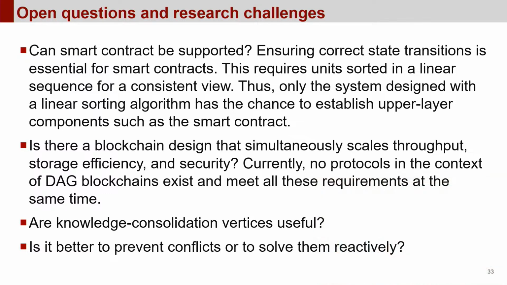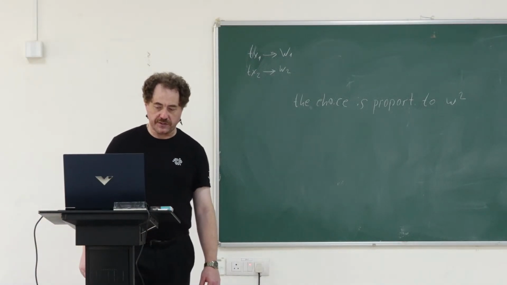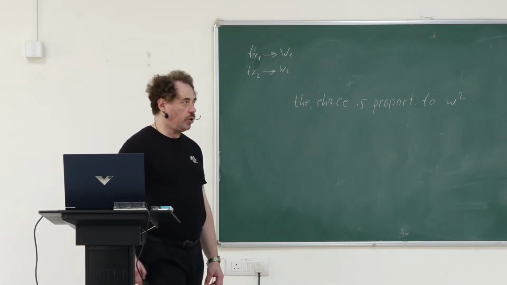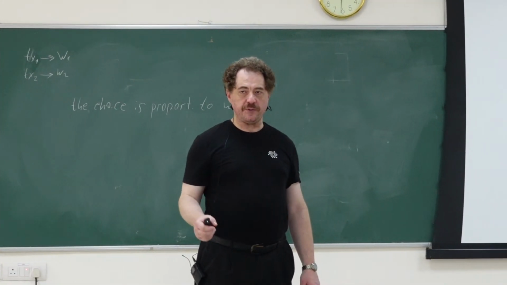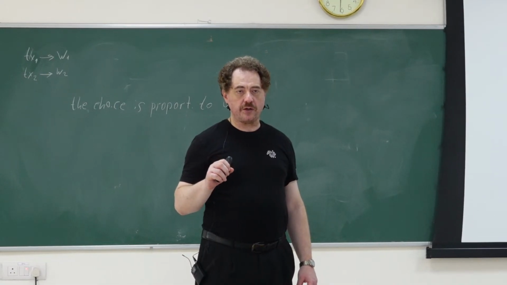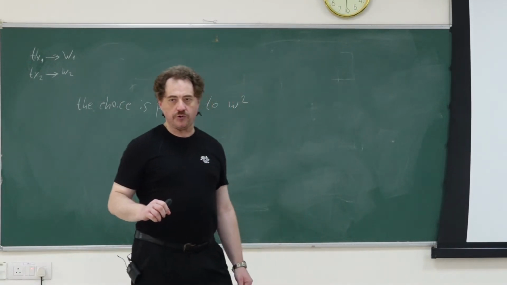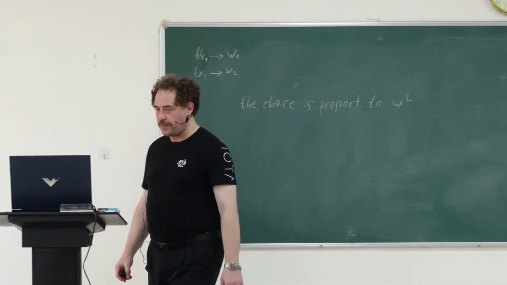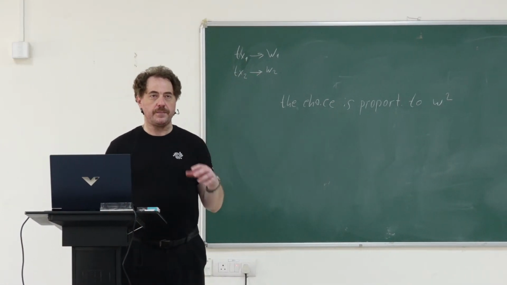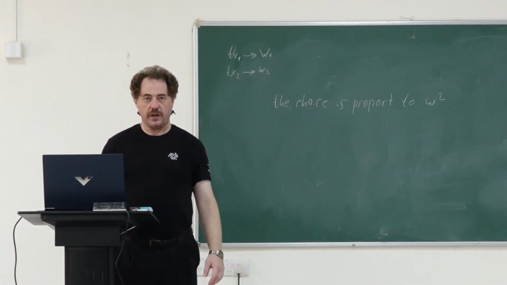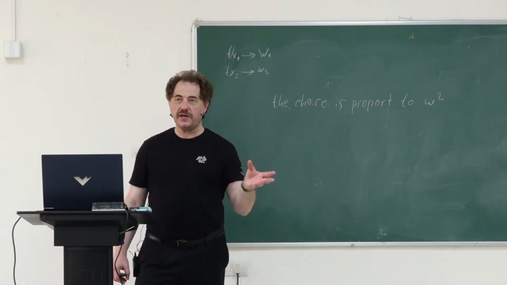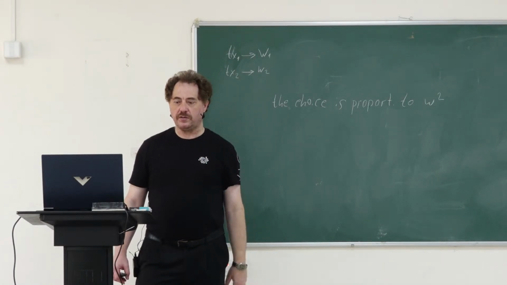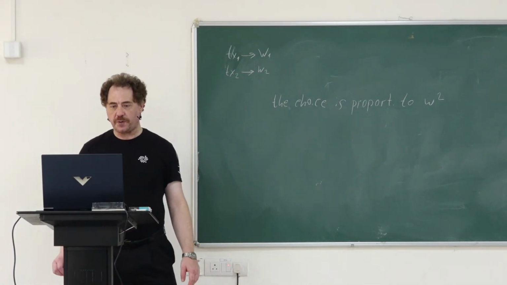Next question: how can we do snapshots without significant centralization or knowledge consolidation vertices? Knowledge consolidation vertices represent some global conditions that have happened. It's nice that those conditions can be recorded and represented in the DAG, but of course it inflates the size of the DAG. So what would be a good trade-off, and in what cases? Currently there is no recipe or recommendation which would say you need to use knowledge consolidation vertices in those particular cases.